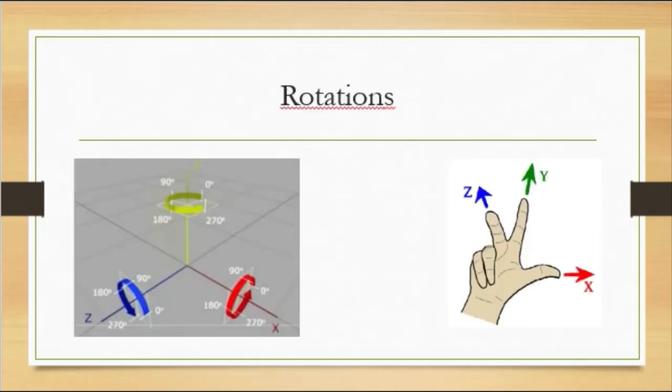So, in three dimensions, 3 different rotations can be made: rotation about the x-axis, rotation about the y-axis, and rotation about the z-axis. And the right-hand rule can help us.